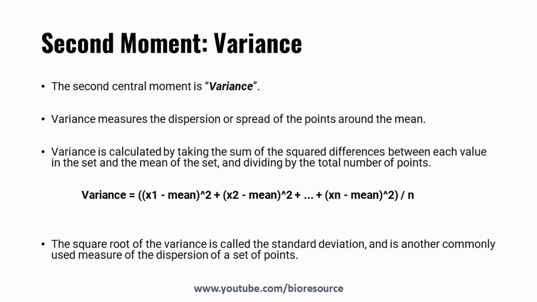And coming to the second moment, it is variance. The second central moment is variance. It measures the spread of values in a distribution, or how far from the normal. Variance represents how a set of data points are spread out around their mean value. Variance is calculated by taking the sum of the squared differences between each value in the set and the mean of the set and dividing by the total number of points. The square root of the variance is called the standard deviation, and it is another commonly used measure of dispersion of a set of points.